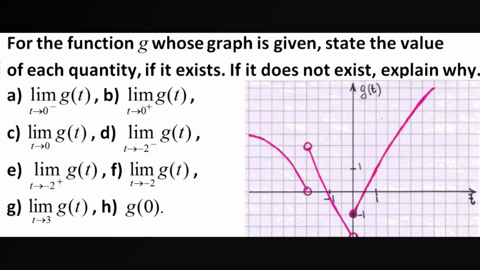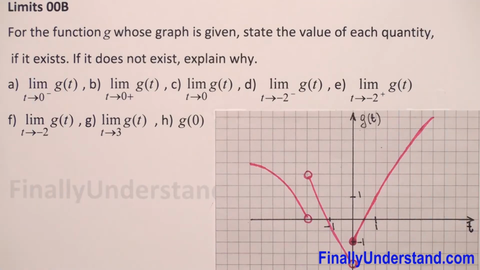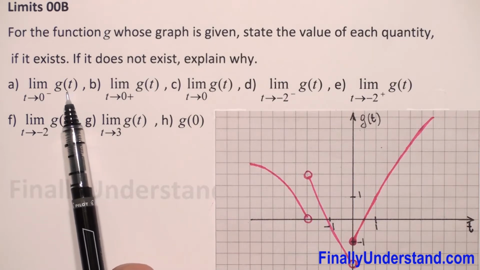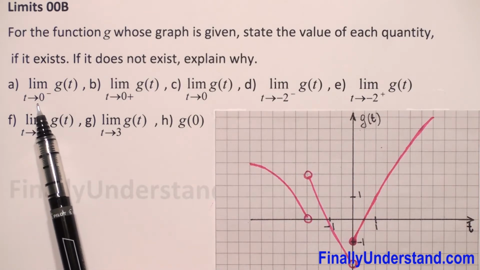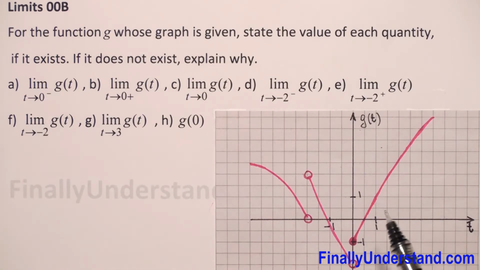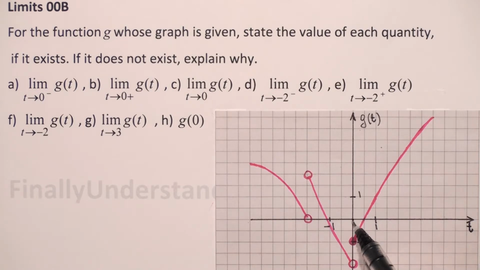We have a given function g and we have to state the value of each quantity, if it exists. First, we have to find the limit of g of t as t approaches 0 from the left. Let's find 0, t equals 0, and we approach 0 from the left side. So this part of our graph is going to 0 from the left side. Let's check which value we are going to.